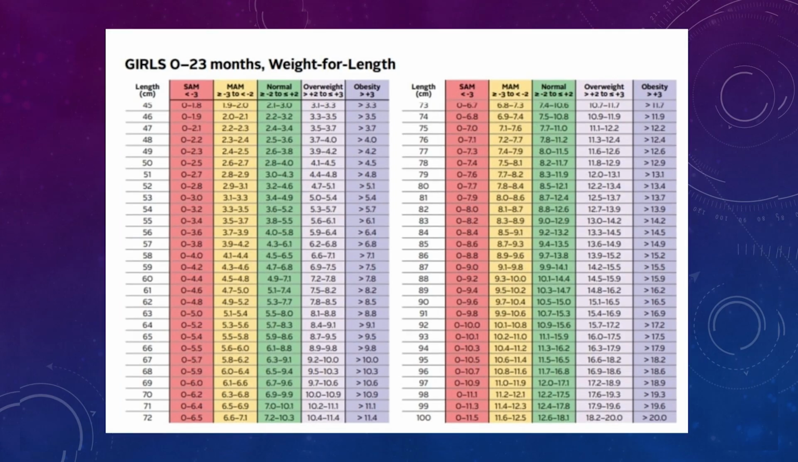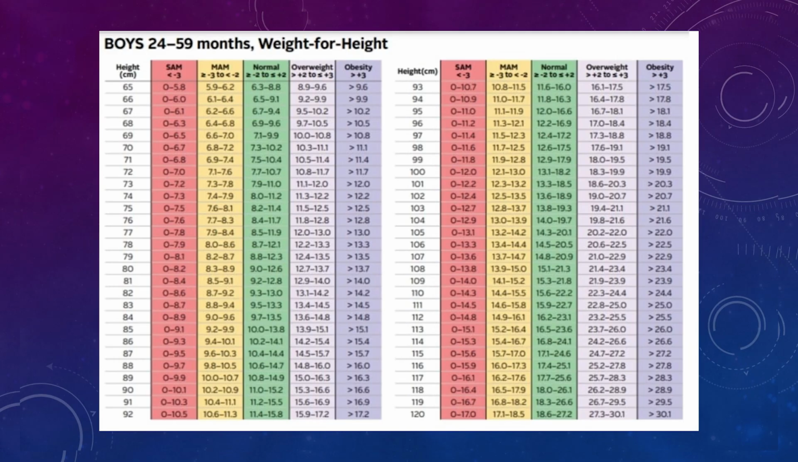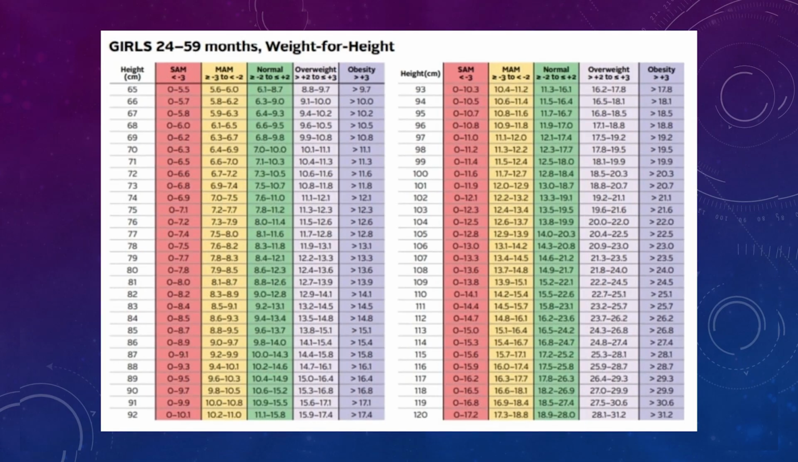So, this is a very useful chart. Again the same kind of chart for girls of the same age 0 to 23 months, then boys from 24 to 59 months, and again this chart is for girls in the 24 to 59 months age group. By using these charts we can diagnose whether the child is suffering from low birth weight, any malnutrition, obesity, or overweight. So, these are very useful charts.